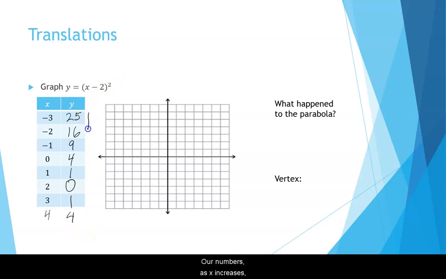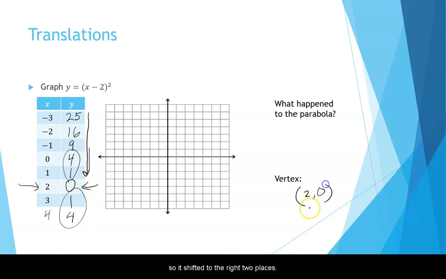As x increases, these numbers are all decreasing, not till 0, 4, but instead they're decreasing till 2, 0. That is going to be our vertex because it's after that that we start seeing the same pattern: 1 and a 4, 1 and a 4. Our vertex is at 2, 0, so it's shifted to the right 2 places.